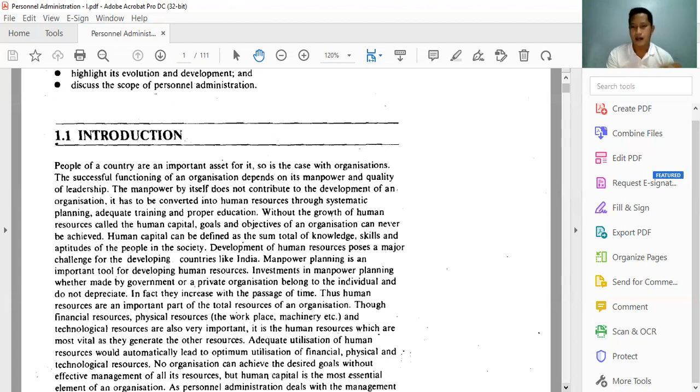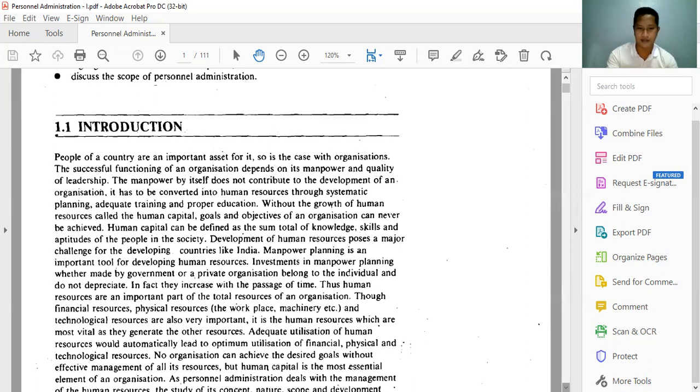So that is true. Manpower is more than just what we call machines. Because without humans, of course, it is impossible for a machine to operate all by itself. Adequate utilization of human resources would automatically lead to optimum utilization of financial, physical, and technological resources. No organization can achieve the desired goals without effective management of all its resources. But human capital is the most essential element of an organization.